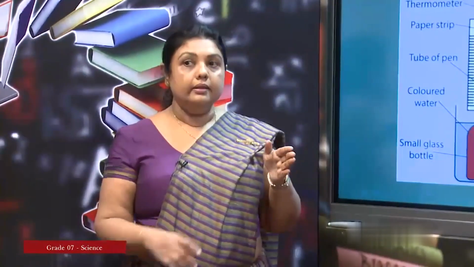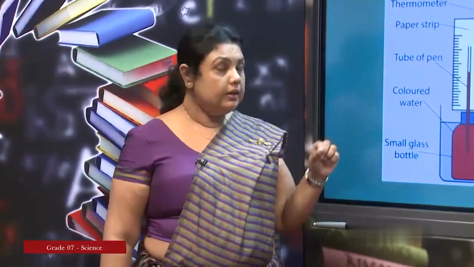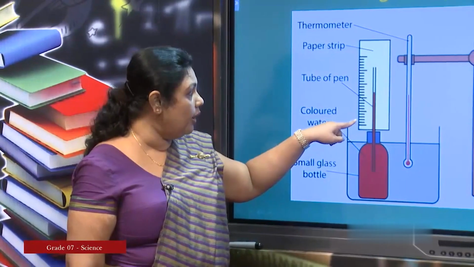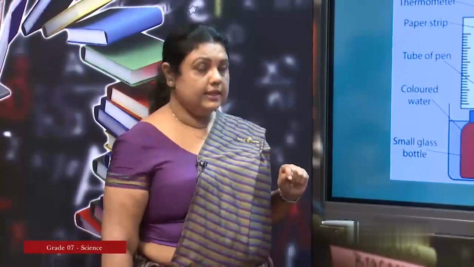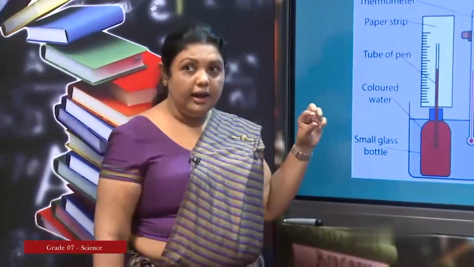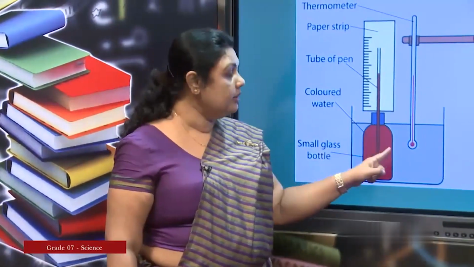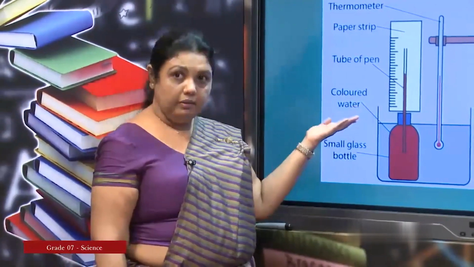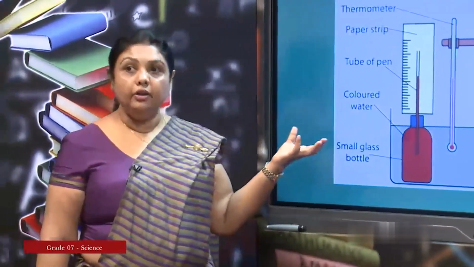After that, those numbers should be divided equally. For example, you can see the long lines here: 1, 2, 3, 4, 5, 6. Six long lines are there. Each line you divide equally according to the temperature you get on this thermometer. So, with the help of that, you can make a usual bottle thermometer at home.